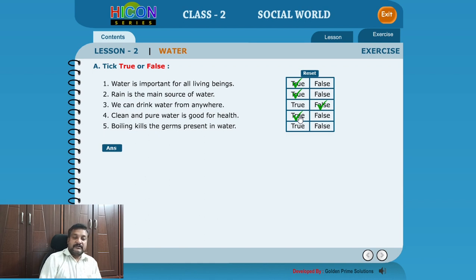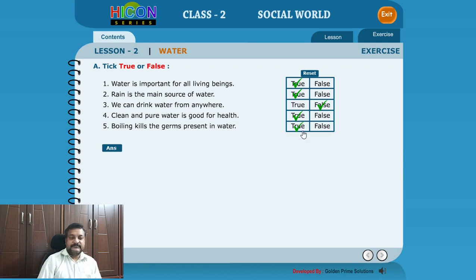Fifth one, boiling kills the germs present in water. So we need to boil it for 10 to 15 minutes so that all the disease causing and harmful germs in it will die and water will be good for drinking. So that is a true statement.